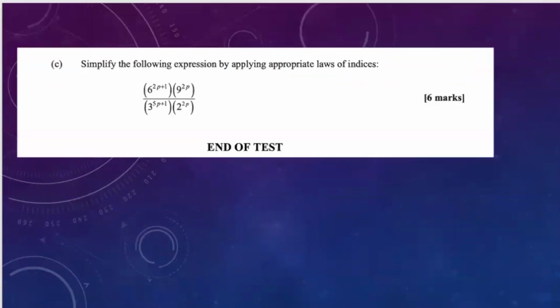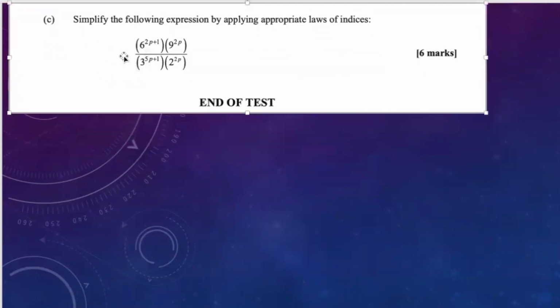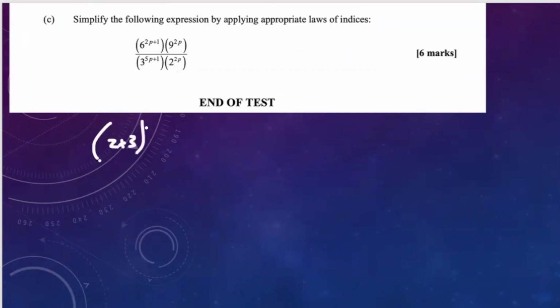The final question, we need to simplify the following. We have 6 to the 2p plus 1 times 9 to the 2p all over 3 to the 2p plus 1 times 2 to the 2p. So 6, let's split that. 6 is the same thing as 2 times 3. Then we have 2p plus 1. And then 9 is the same thing as 3 squared. Then I have my 2p.